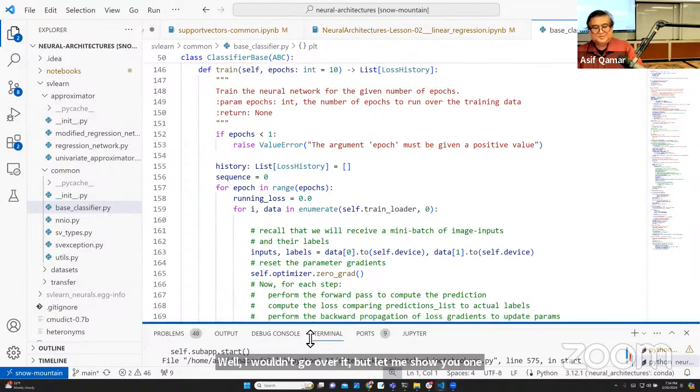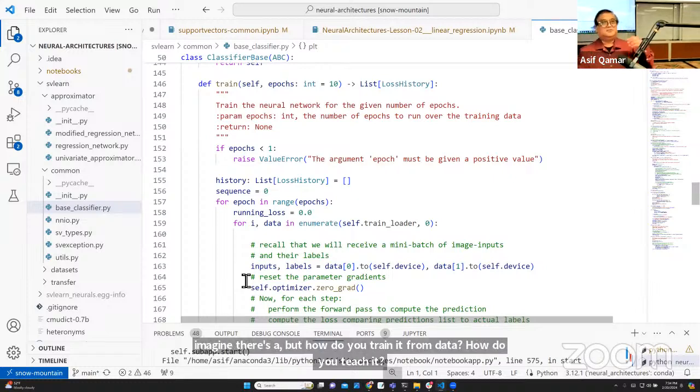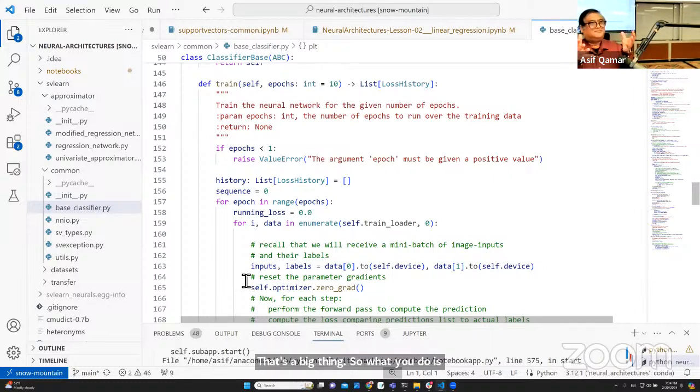I said that you have to train a neural network. This word comes over and over again, and I'll come to it. So imagine there's a neural network. How do you train it from data? How do you teach it? That's a big thing. So what you do is you shuffle the data. Are we together? You shuffle and you take this data.